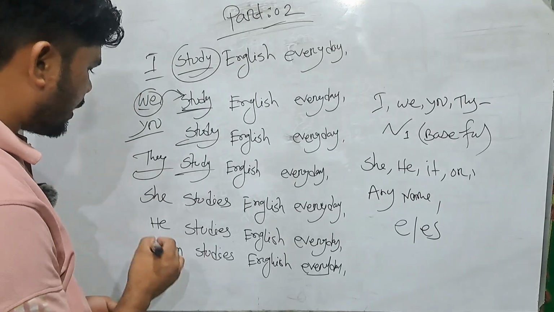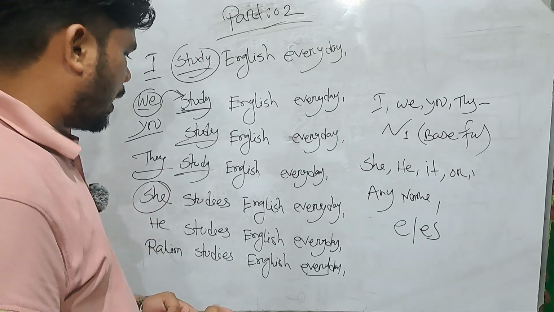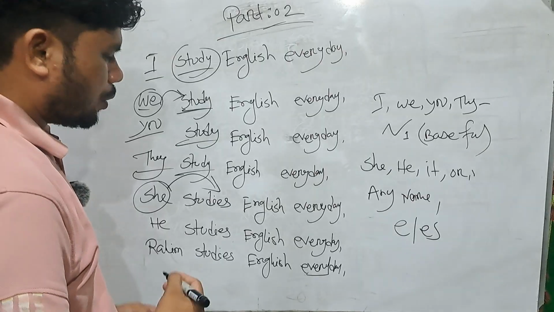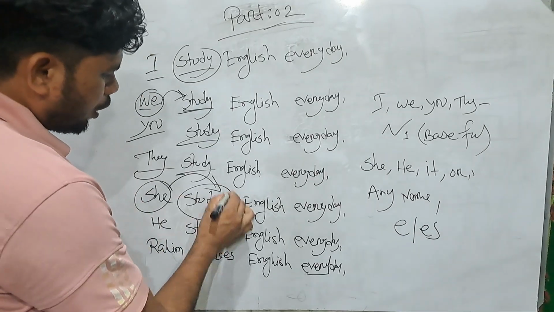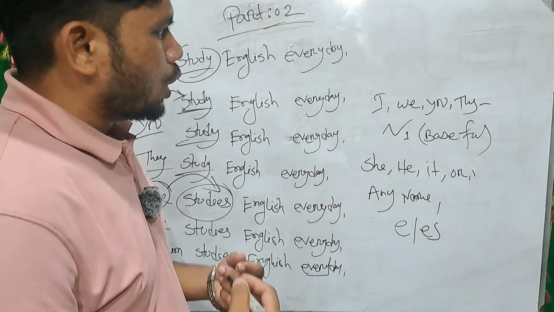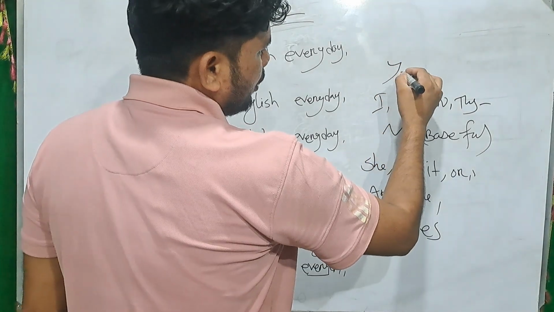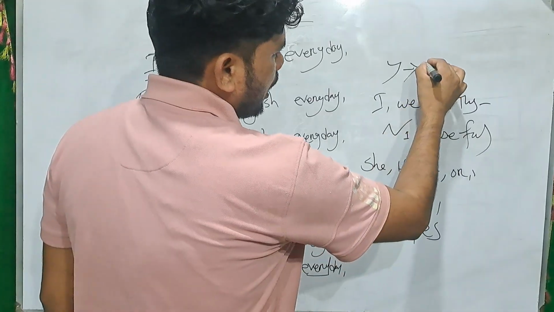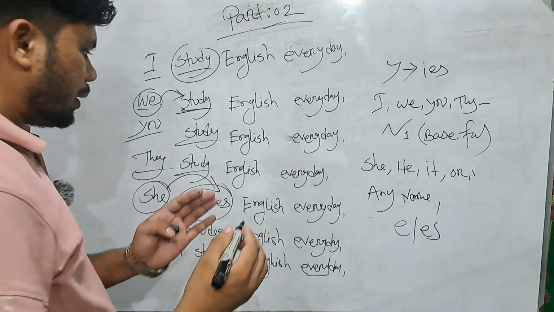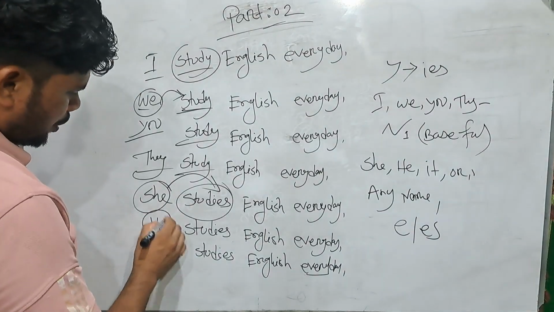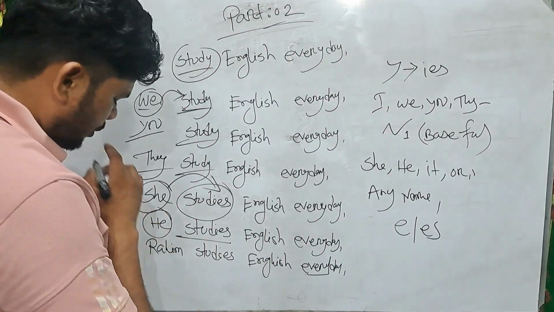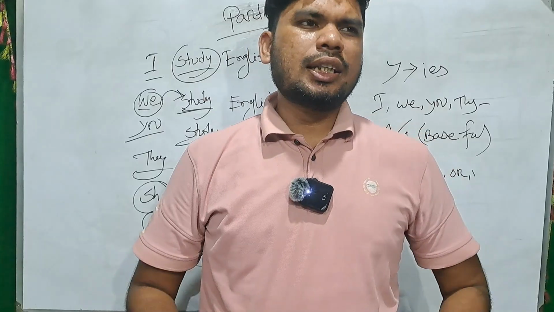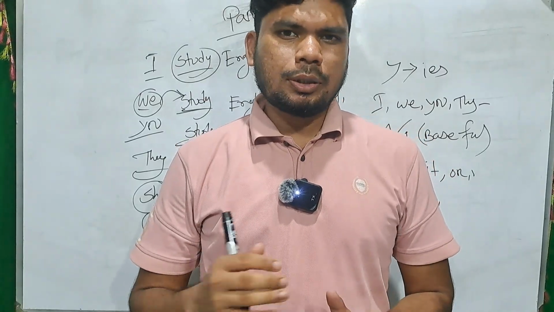But when I use here she, definitely I need to change the verb formation, like I have to use with the verb s or es. Okay, this is actually a different rule. When any verb ends with y, definitely we have to remove y, and instead we have to use ies. Okay, so this is actually a grammatical concept. So he studies English every day. Rohim studies English every day. Similarly, if I use any name, definitely I have to use with the verb s or es.